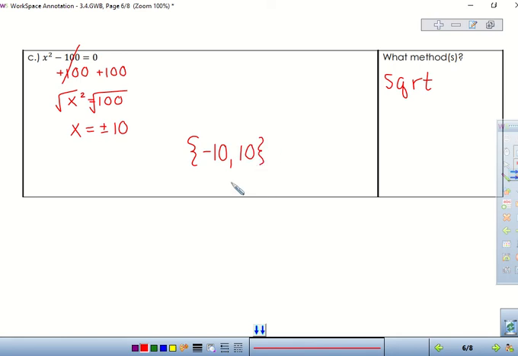Yes, you could leave your answer as plus or minus 10. I just want to show you some variety of how it can be written in different circumstances. Okay? Don't forget to put the plus or minus there when you take a square root.